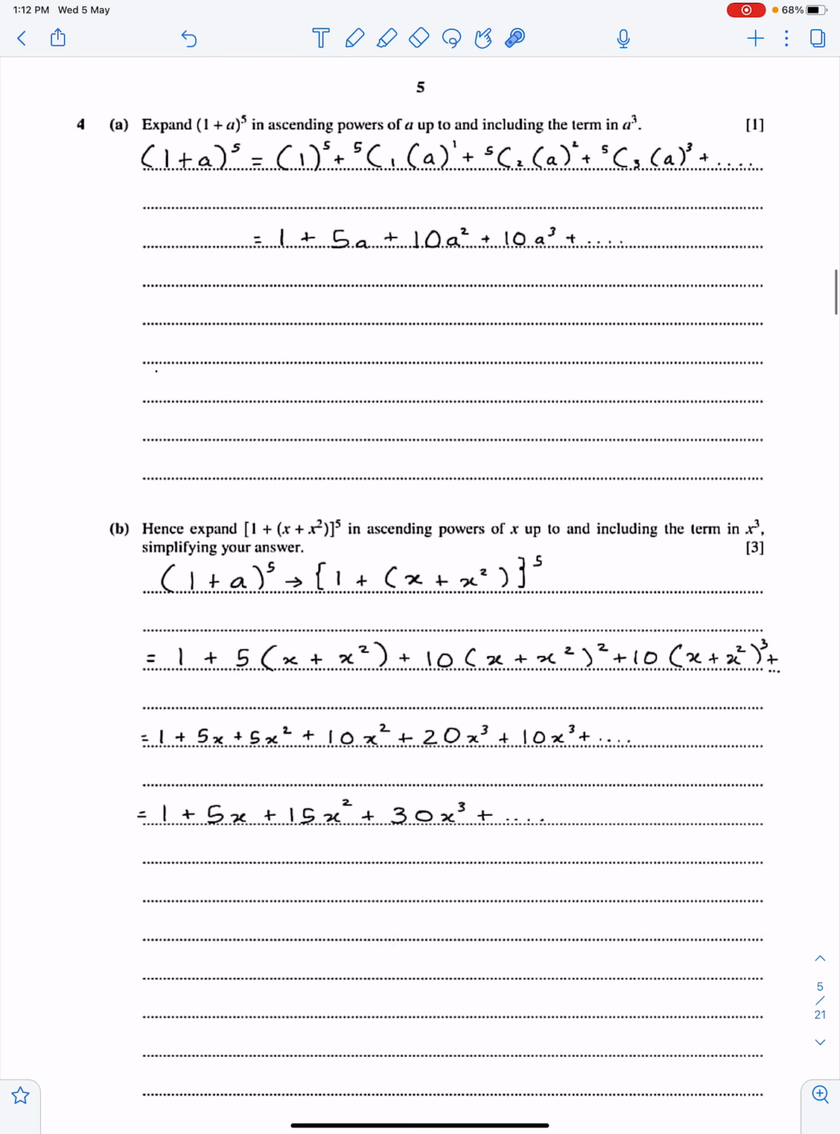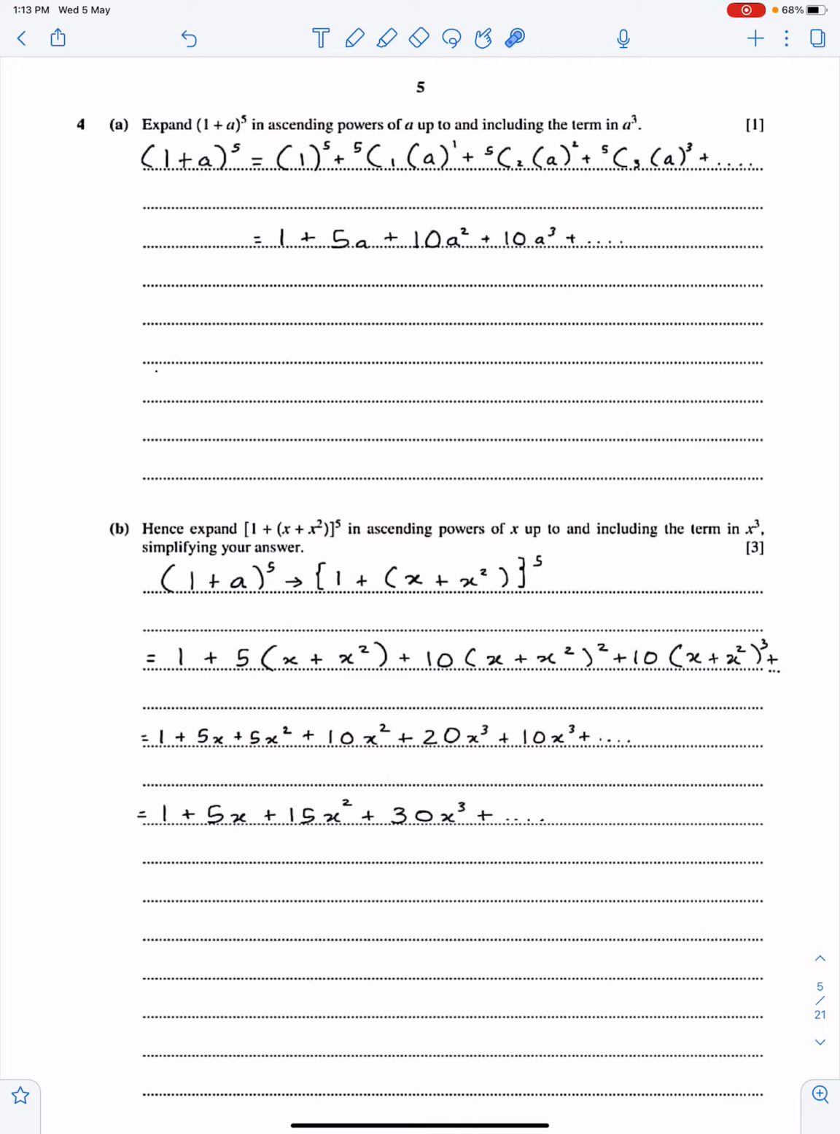Question number 4. Expand 1 plus a whole power 5 in ascending powers of a up to and including the term in a cube. This is simple. By using binomial theorem, we can easily expand this. So 1 power 5, 5c1, a to the power 1, 5c2, a to the power 2, 5c3, a to the power 3. Just simplify this carefully. This is the expanded form of this expansion up to and including the term in a cube.